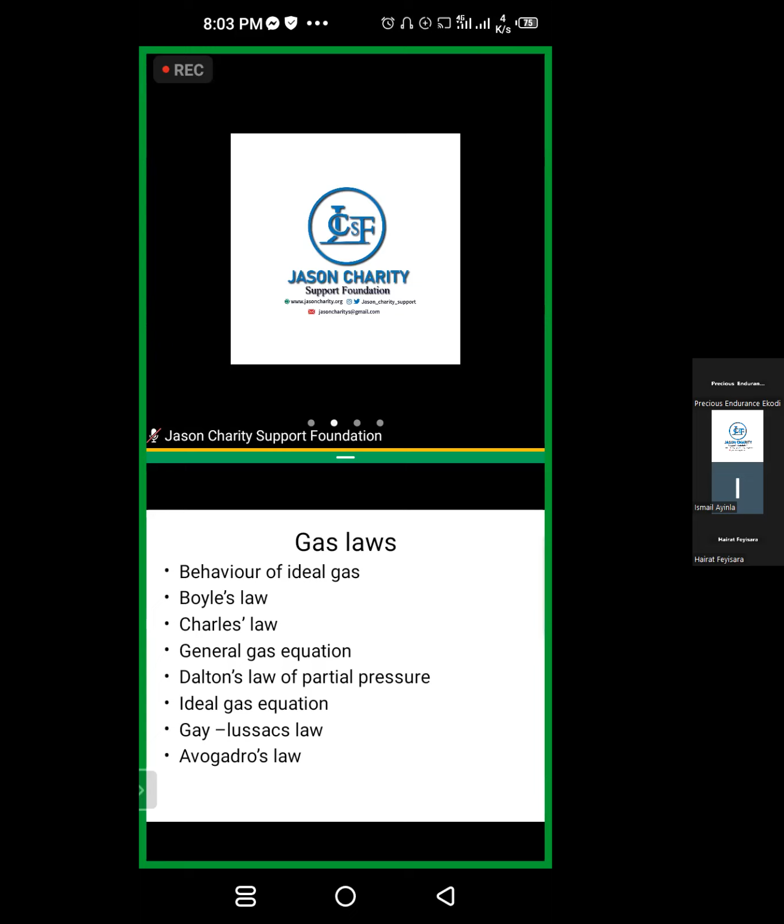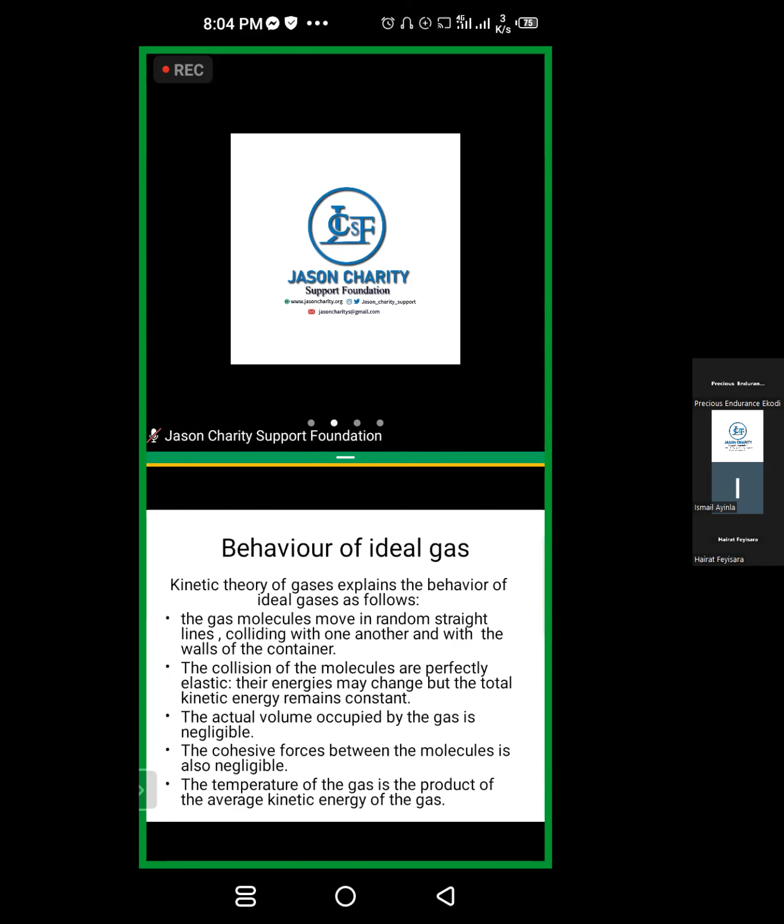Some of the things we're taking are the behavior of an ideal gas, Boyle's law, Charles' law, the general gas equation, Dalton's law of partial pressure, ideal gas equation, Gay-Lussac's law, and Avogadro's law. So let's move first of all to the behavior of ideal gas.